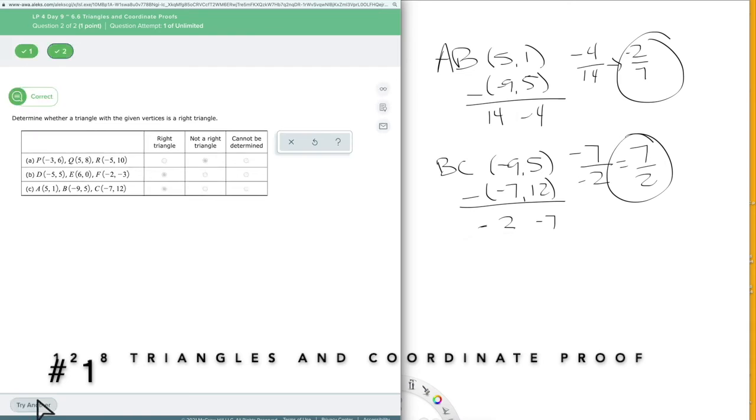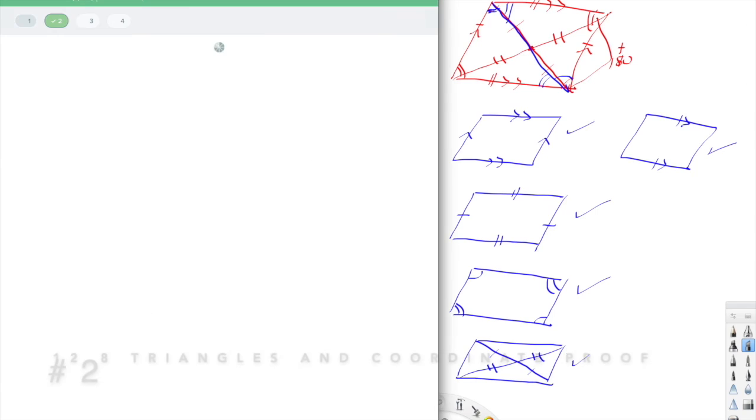Yay! So again, we're just checking slopes. I know it takes a little bit longer to go through and check all the slopes because we have to do each and every one. Okay.